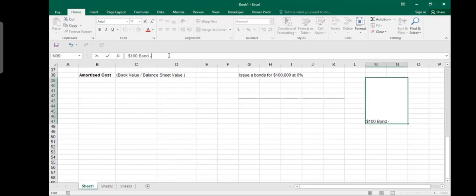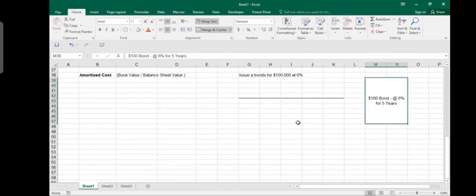It says 6%, for 5 years. So the life is 5 years. And the interest rate is called the coupon rate. So 6% is your coupon rate. Coupon rate means the interest rate. So we actually are looking for a loan. When we look for a loan, we have two options. One option is that we can go to a bank and take a loan. Another option is that we issue these bonds.